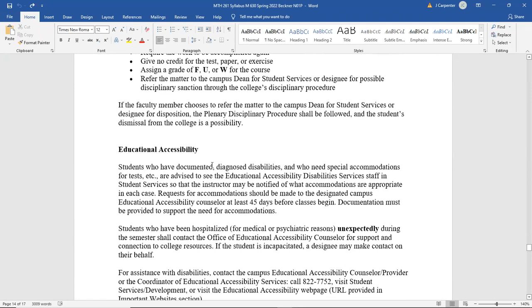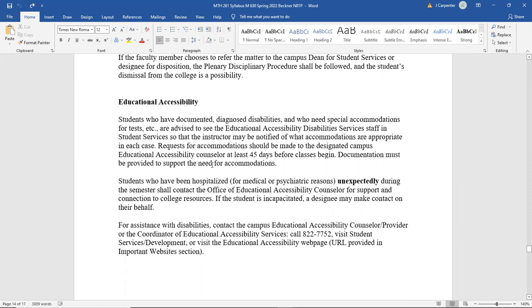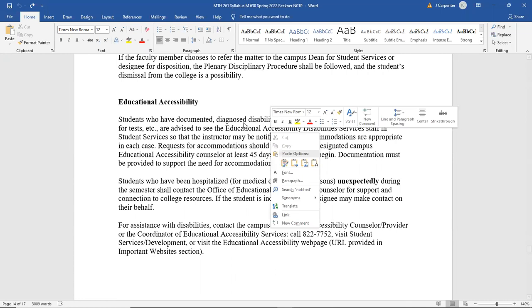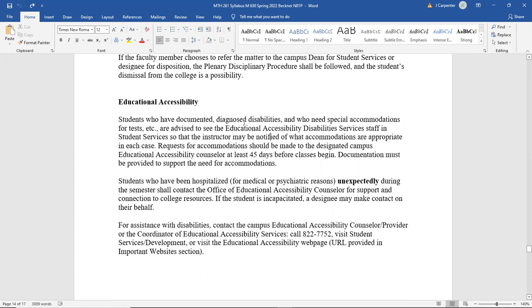Educational accessibility. If you have any documentation through TCC for accommodations, I'm supposed to be able to get that electronically nowadays, so you shouldn't have to email it to me, but you can certainly email me to let me know. I do prefer that when the first test comes up, you send me a reminder, hey, Mr. Beckner, I'm supposed to have an accommodation for the test, and I'll say, okay, sure, I got you. I'll make sure that's taken care of, just so that I don't accidentally forget.